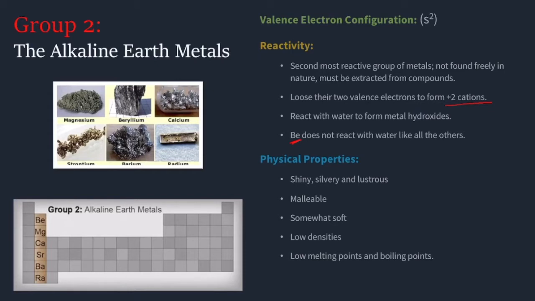Some physical properties are that they are shiny, silvery, and lustrous. They're malleable. They're somewhat soft. They're not quite as soft as the group 1 metals, but they're still kind of soft. They have low densities and low melting and boiling points as well.